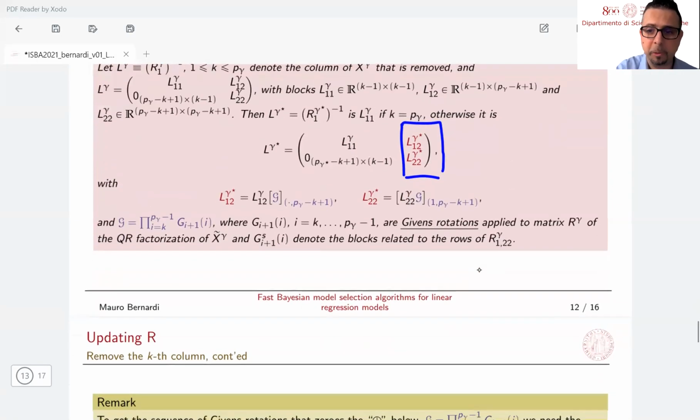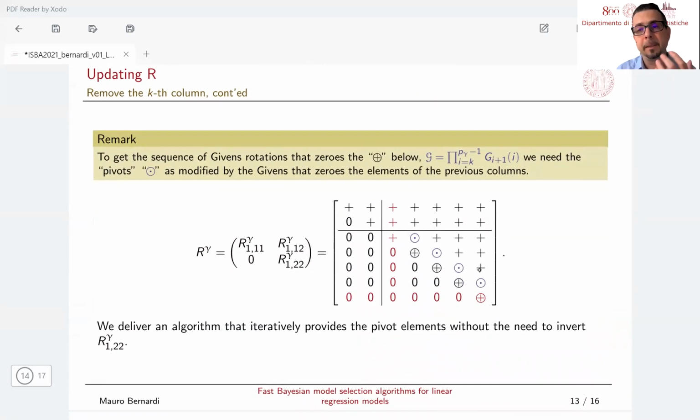What is important now is to observe that the new L matrix is obtained by multiplying the previous one by the set of Givens rotations found by considering the elements of the R matrix, but we don't have the R matrix, we have the L matrix. So if you look in more detail at what is necessary to compute the set of Givens rotations, we need to compute all the elements along the main diagonal and all the elements along the diagonal above the main diagonal of the R matrix.